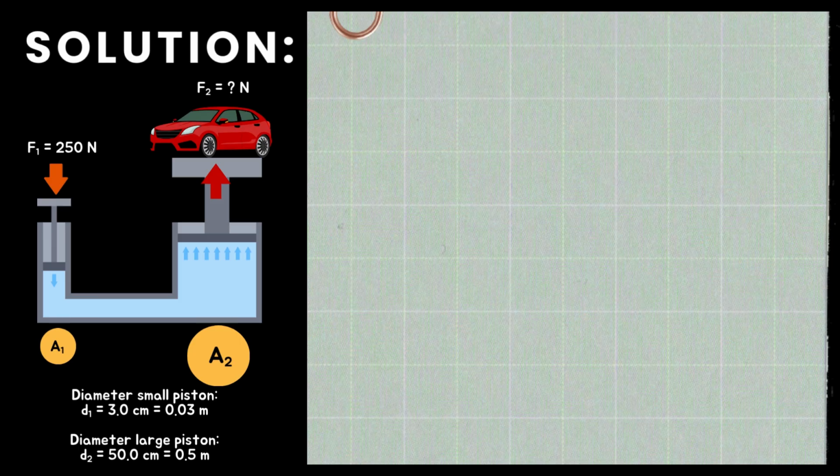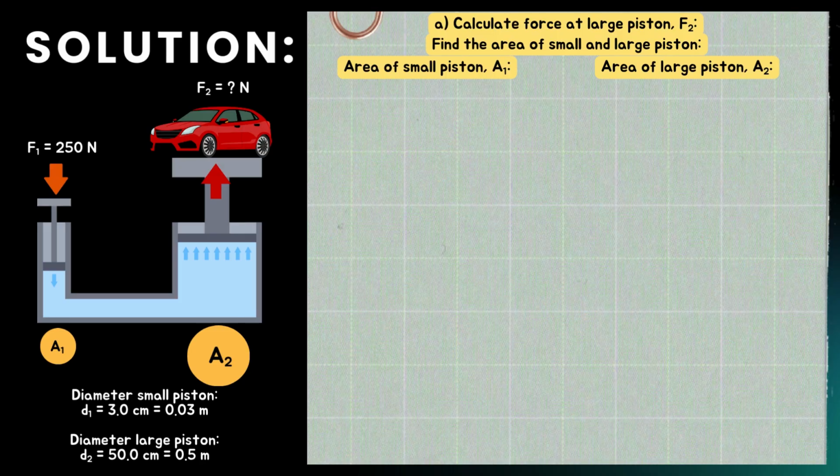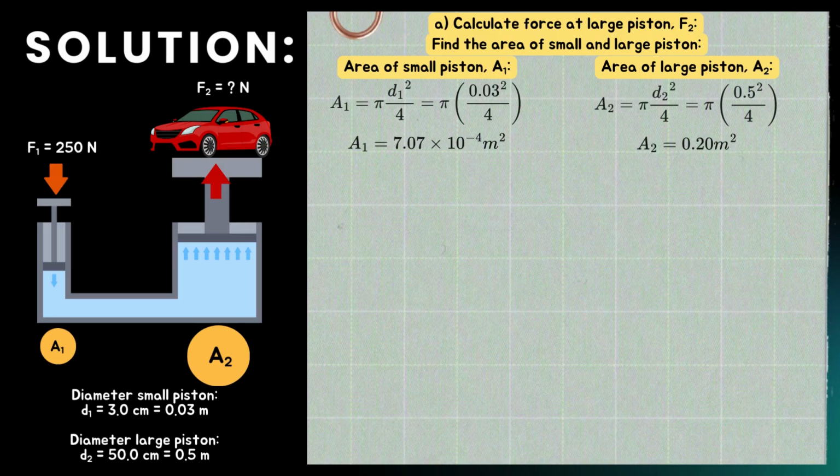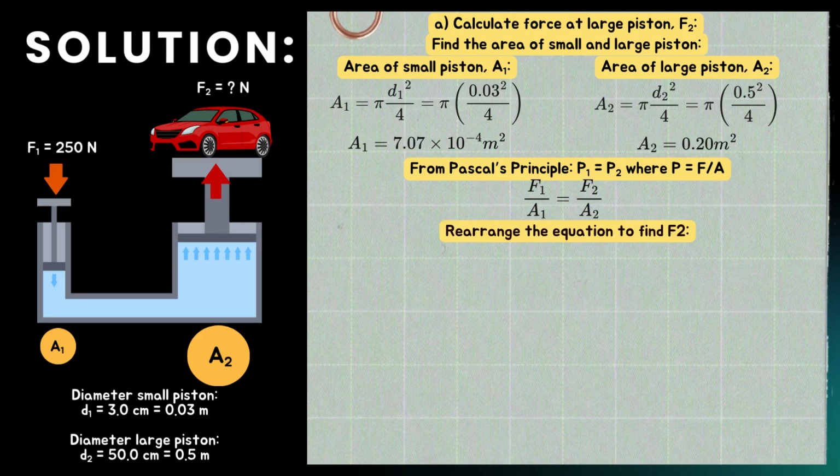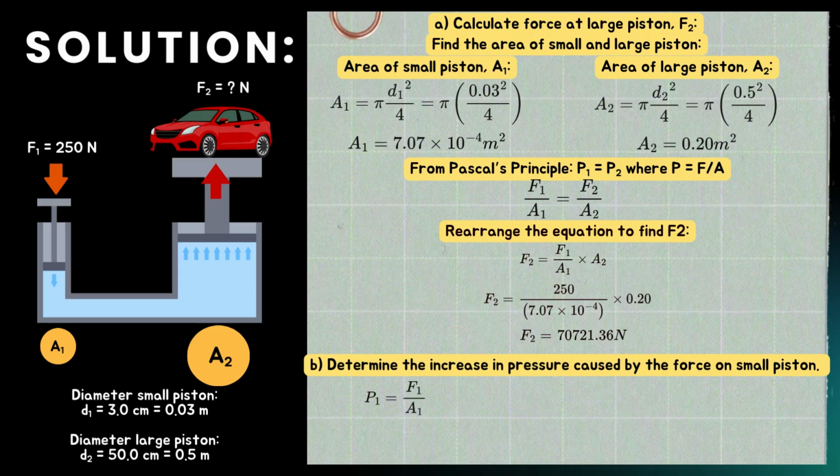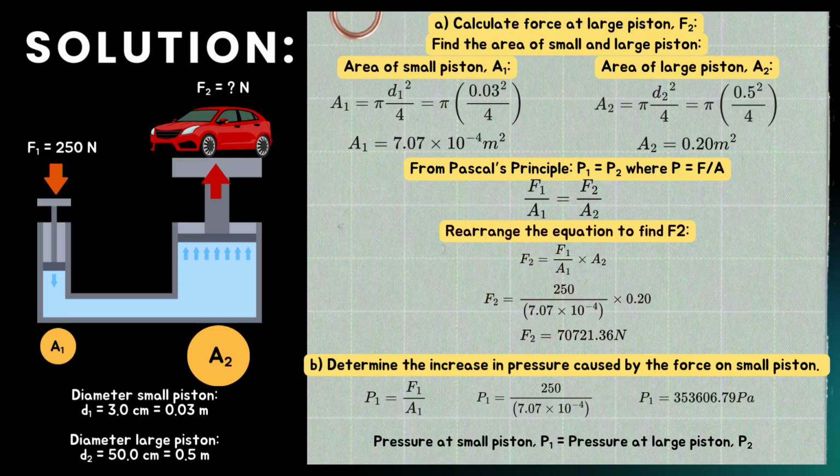First, we calculate the cross-sectional areas of both pistons using A equals pi d squared divided by 4. Then, applying Pascal's equation, F2 equals F1 divided by A1 times A2. This allows us to determine the output force acting on the large piston. The increase in pressure caused by the applied force is calculated using P equals F1 divided by A1. Since pressure is transmitted equally, this same pressure acts on the large piston as well.